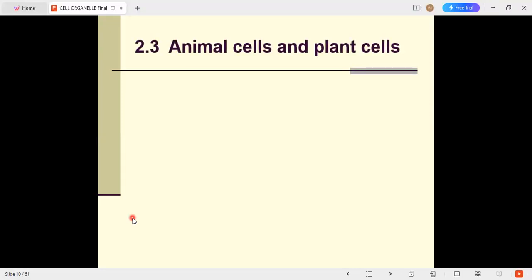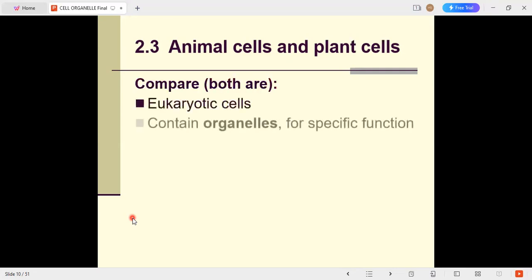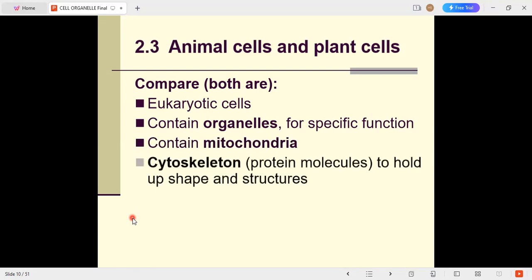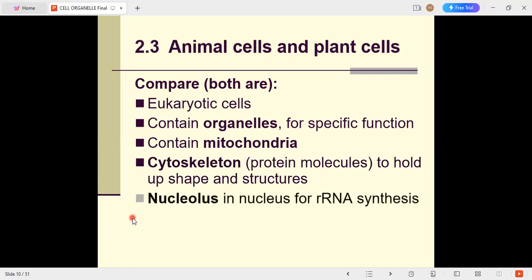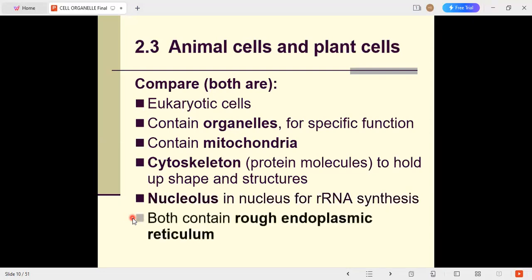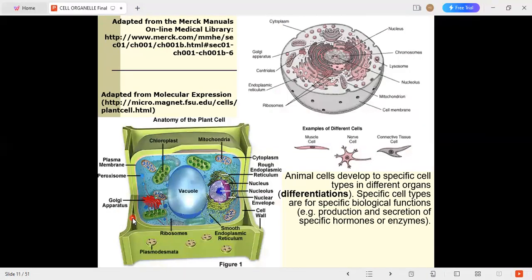So what's the basic difference between an animal cell and a plant cell? As we have discussed earlier, both animal and plant cells are made up of cells, but these cells are quite different in a way. Both are eukaryotic and contain organelles for specific functions. They contain mitochondria and contain cytoskeletal proteins to hold up the shape and structure of a cell. They contain nucleolus and nucleus for ribosomal RNA synthesis and contain rough endoplasmic reticulum. Okay, so rough endoplasmic reticulum is present in both animal as well as plant cells.